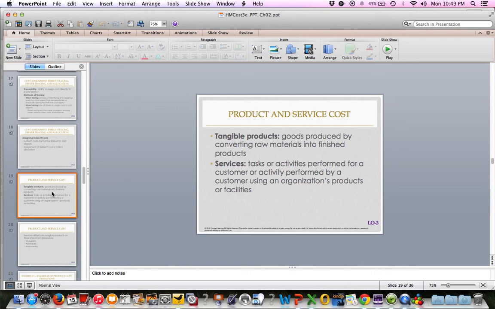So product and service cost, it says, tangible products are goods produced by converting raw materials into finished products. We can look at it, we can see it, we can touch it. The desk example I just gave you. Or what if it's a service that we provide? Tasks or activities performed for a customer, or activity performed by a customer using organization's products or facilities. So what if we were a service company, like a consulting firm or a law firm or an accounting firm? We're providing a service to our customer, but it's intangible. You can't necessarily see it.